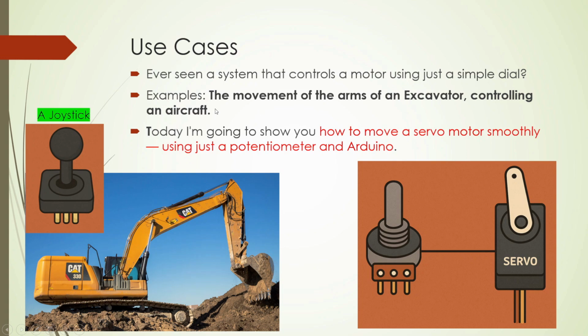Secondly, controlling an aircraft. You have seen the pictures of cockpits where the pilots change the speed of the aircraft and the altitude of the aircraft by pressing buttons or moving some levers. Those levers are nothing but potentiometers. Okay. Today we are going to learn this.